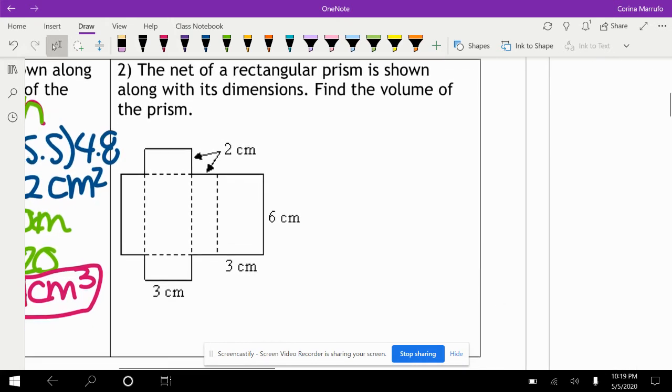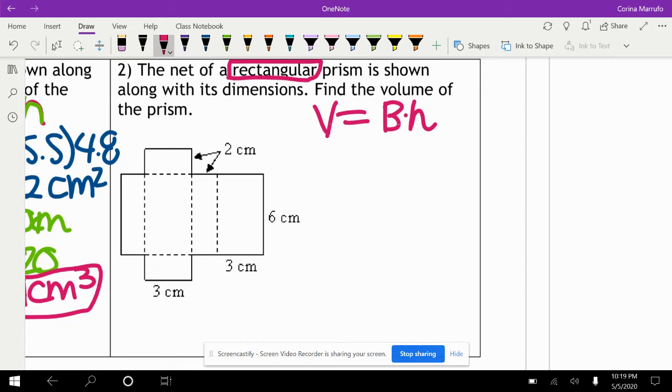All right, the next one. The net of a rectangular prism is shown along with its dimensions. Find the volume of the prism. On this one, we have another prism, which means we're using volume equals big B times little h. And they tell us that it's a rectangular prism, so that means the base is a rectangle.